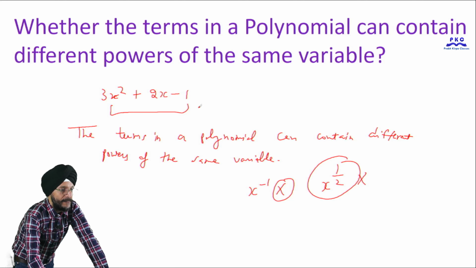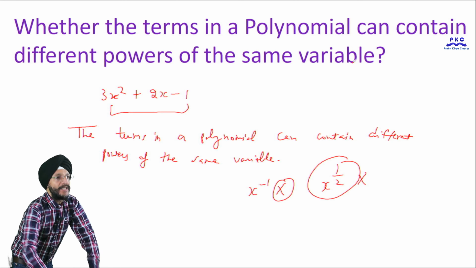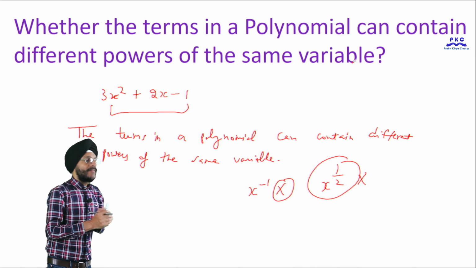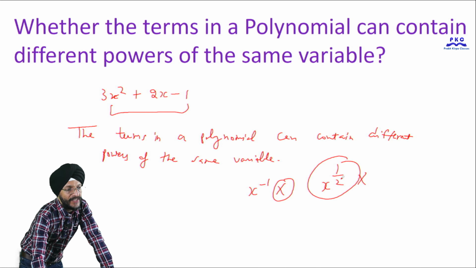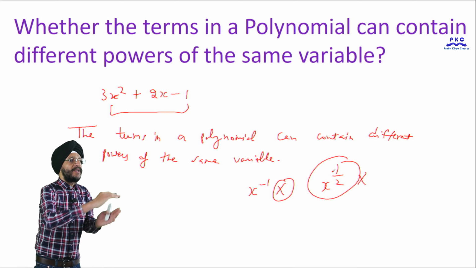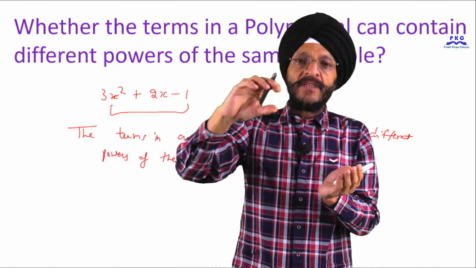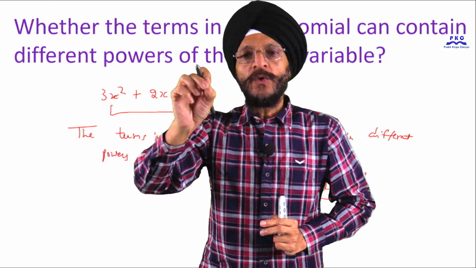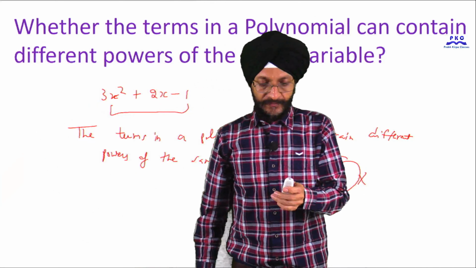So the answer is the terms in a polynomial can contain different powers of the same variable, but it must be remembered that here the power is not to be either negative or a fraction. It has to be a whole number. It may range from 0, 1, 2, 3 and so on.